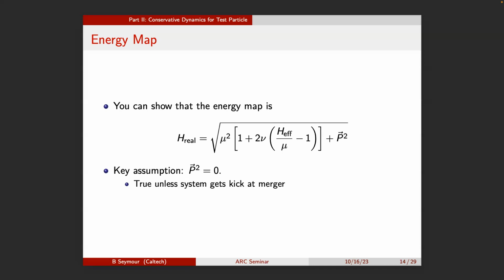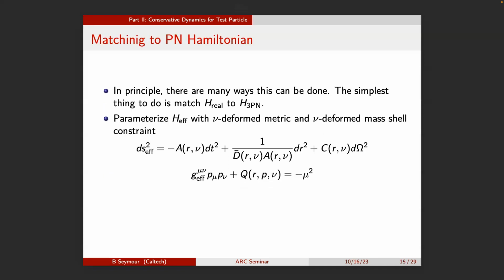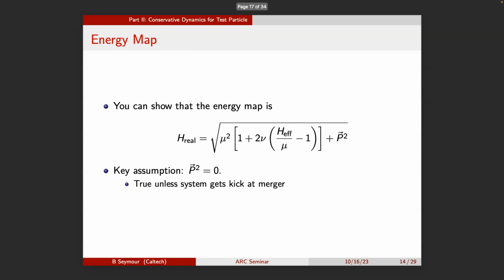Now, are there any more questions? Okay. Now the question is how do we match this Hamiltonian? What we want to do is match H real to something that we can physically understand.